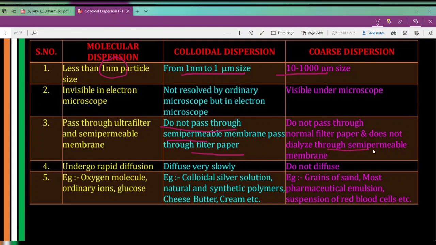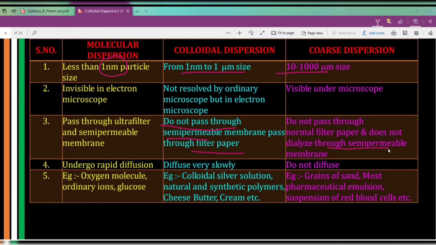But the coarse dispersion does not pass through any normal filter paper or semi-permeable membrane. It cannot pass because the particle size is larger, so it gets stuck in the membrane. So that is the point. And from the diffusion point of view, what is diffusion? Diffusion means particles moving from an area of higher concentration to an area of lower concentration. This is the concept of diffusion.